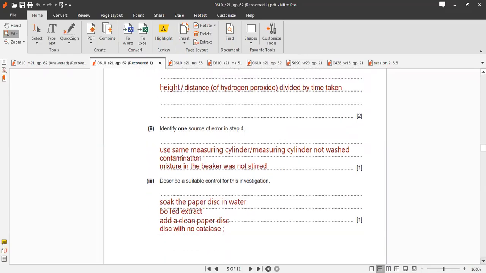Identify one source of error in step 4. He used the same measuring cylinder, or measuring cylinder not washed, or contamination, or mixture in the beaker was not sterile.